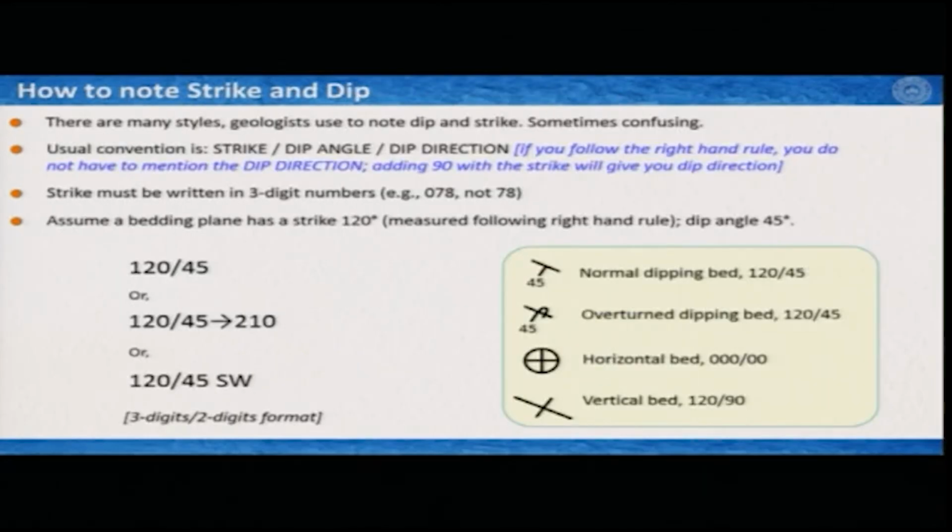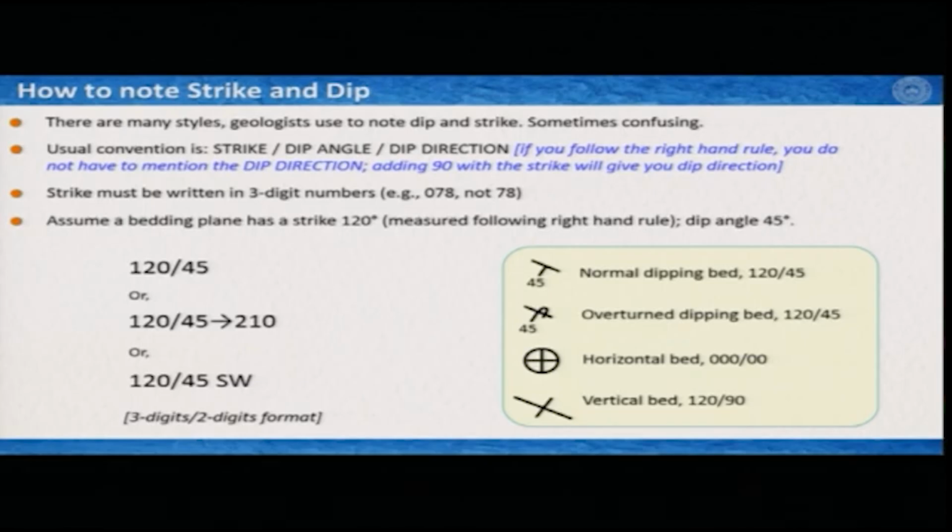Now, how to note dip and strike in your field book? That means you measure in the field, fine, but you have to note it so that you can reproduce it in the map or later use it for analyzing data, because in the field you measure 100, 200 and so on dip and strike data. Interestingly, there are many styles structural geologists use to note dip and strike, and sometimes they are confusing. So, I am giving you the general ways people try to write.